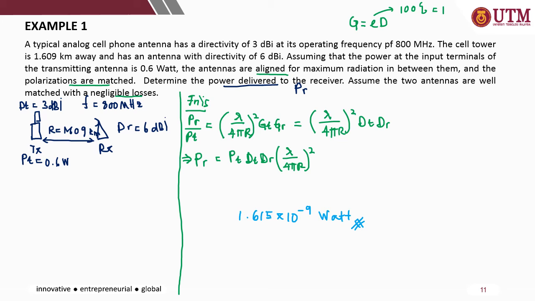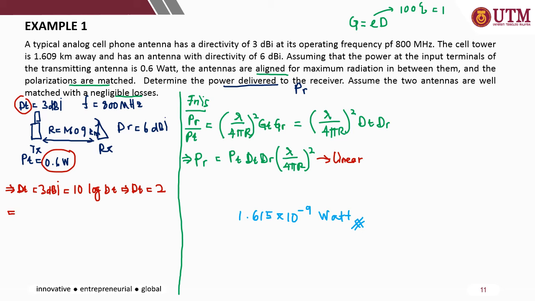Okay, so let's go through all the parameters needed. So the PT has been given as 0.6, and then DT, so the transmitter DT is 3 dBi, but all parameters in the equation must be in linear. Okay, you need to use linear values. So you need to convert all the dBs into linear. So in this case, your DT equal to 3 dBi is equal to 10 log of DT in linear. Therefore, your DT equal to, it's around 2 in linear.